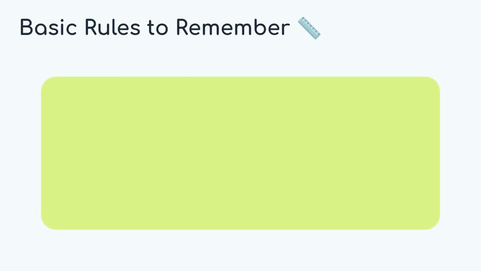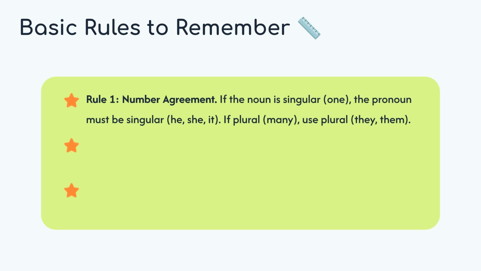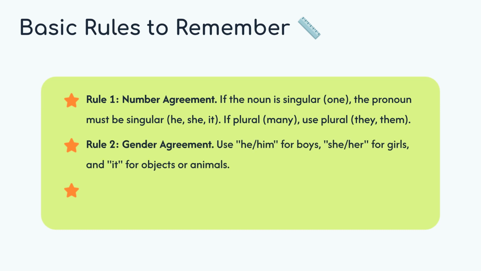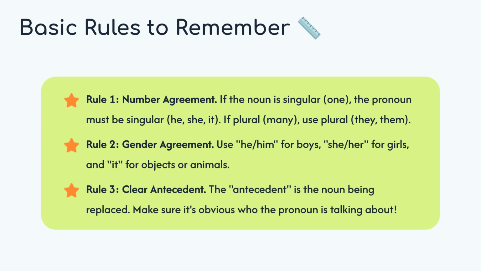Before we go further, here are 3 golden rules you need to remember for both ICSE and CBSE exams. Rule 1, number agreement. If you're talking about one thing, use a singular pronoun like he, she, or it. If there are many, use plural pronouns like they or them. Rule 2, gender agreement. We use he or him for boys, she or her for girls, and it for objects or animals. And rule 3, clear antecedent. That's a big word, but it just means the noun you are replacing. You must always make sure it's super obvious who or what your pronoun is talking about.